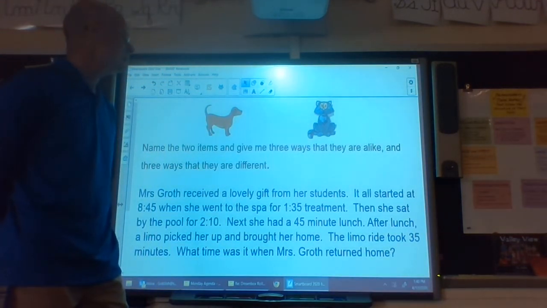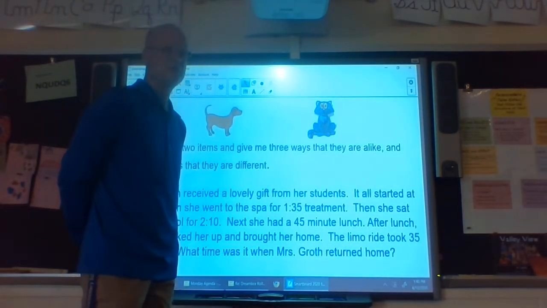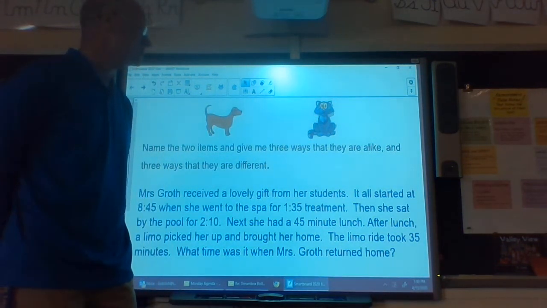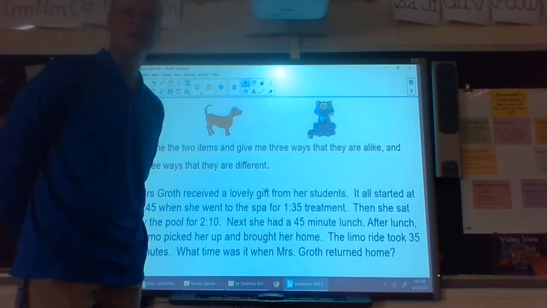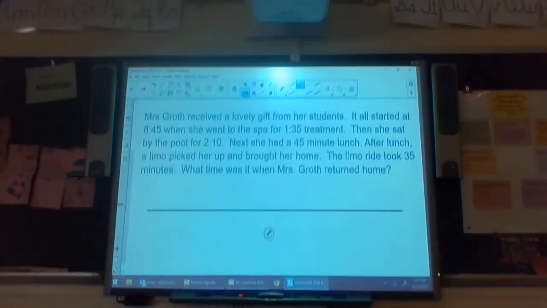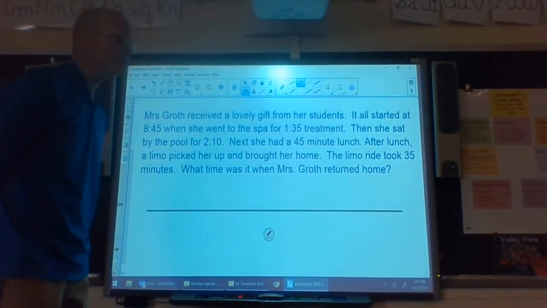I do know something that most dogs go outside when they have to go to the bathroom, and most cats will go in a litter box. So those are just some of the ways I found that they're alike and different. Now let's go down and try to solve Mrs. Growth's problem. To do Mrs. Growth's problem, I'm going to start out by using a timeline.